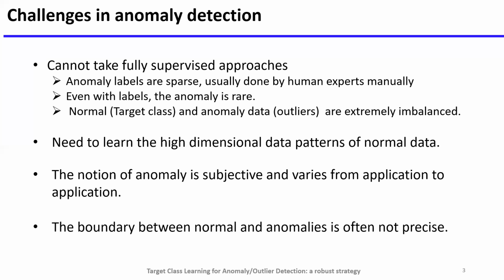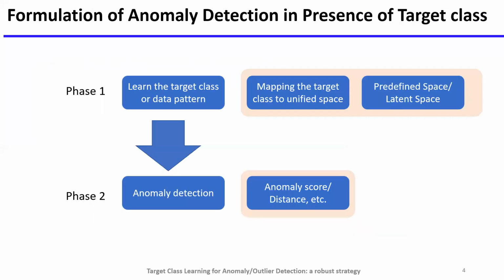And surely the boundary between normal and anomaly is not precise enough, because if it is labeled, then it is not a big deal. But if it is unlabeled, or suppose we want to work in the unsupervised domain, then the boundary between the anomaly and the normal data cannot be recognized very precisely. So that is again a big challenge. Let us discuss how we can cope with these challenges.